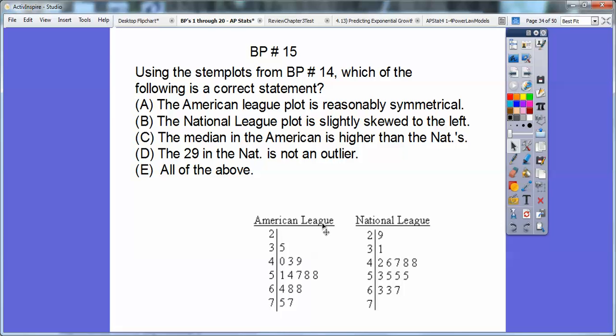The median of the American was higher than the nationals. Yeah, remember this one was the 57.5. This one was like 50 something. Okay, the 29 in the national is not an outlier. Yeah, I'd pretty much say that's not an outlier.